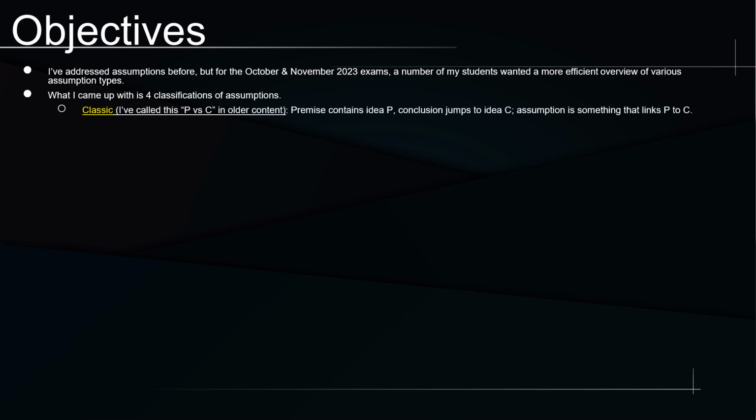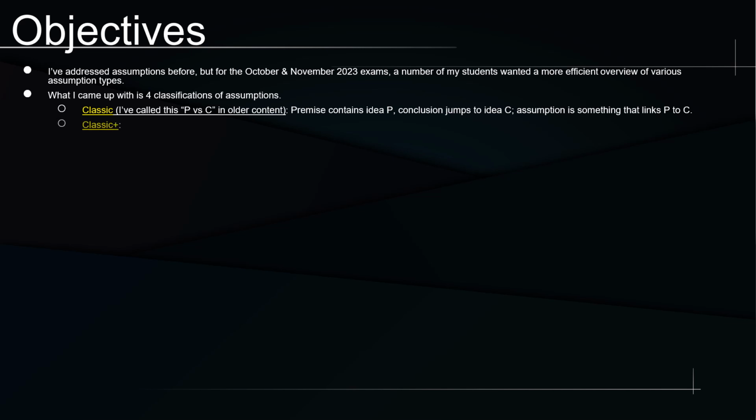The first category is the classic assumption pattern, and I've referred to this as P versus C in older content. And this refers to situations where the premise contains idea P, and the conclusion jumps to distinct idea C, and the assumption is merely something that properly links idea P to idea C. That's all that it is. It's the easiest one. I know most of you guys, if not all of you, are probably doing this correctly anyway.